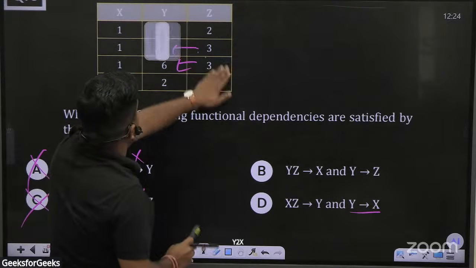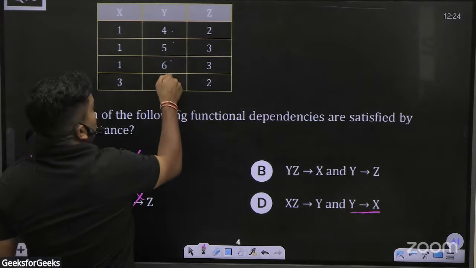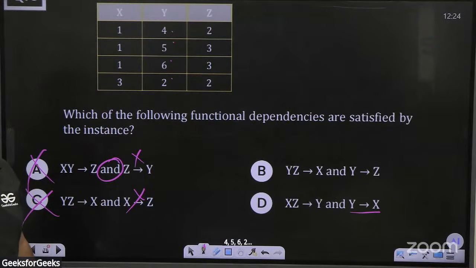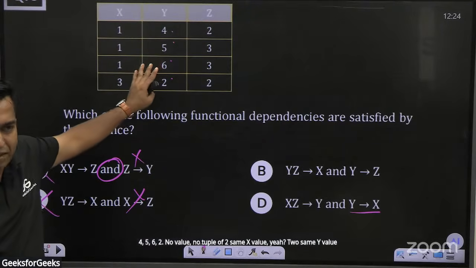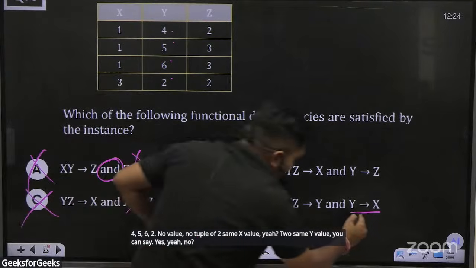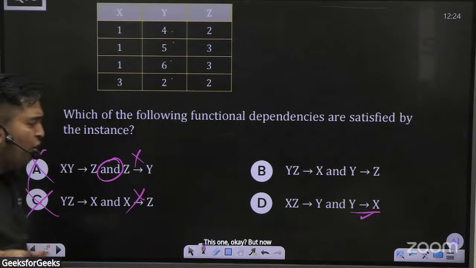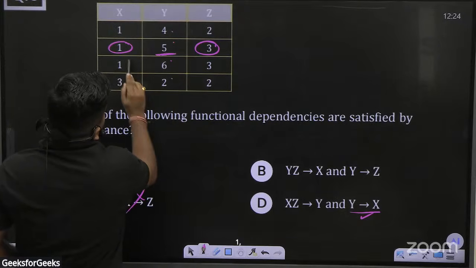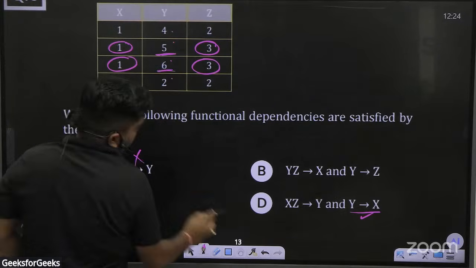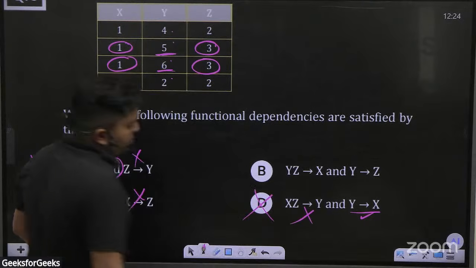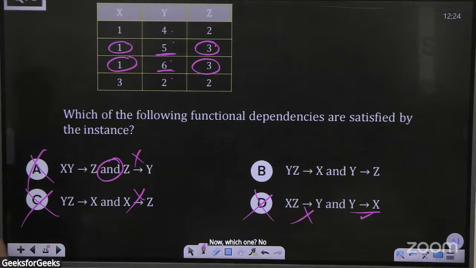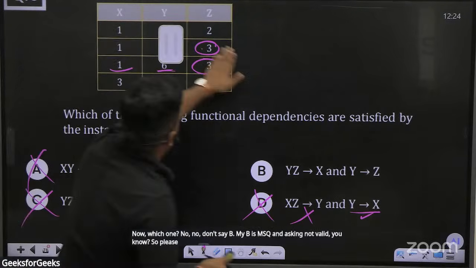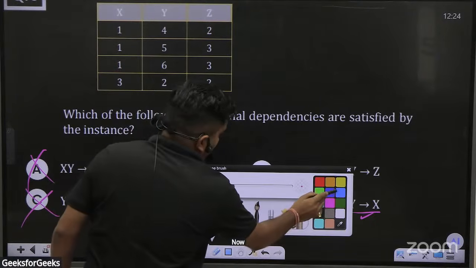Y to X. 4, 5, 6, 2. No tuple of two same X values, yeah. Two same Y values, you can say. Yes or no? This one is okay. But now when we check for X, Z to Y, 1, 3 gives, 1, 3 gives. Now, which one? No, don't say B. Might be it is MSQ and asking not valid. Now check first Y to Z.